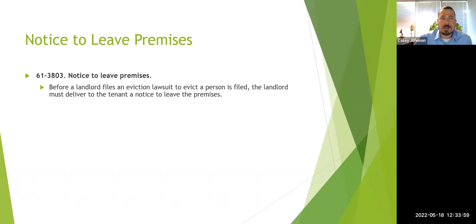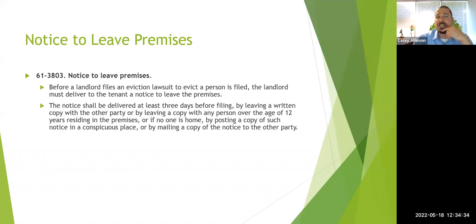So those are the ways to terminate a tenancy: either 1430 for material breach of the lease, 3-day notice for non-payment of rent, or 30-day notice to terminate a month-to-month tenancy. In addition to terminating the tenancy, the landlord also has to send a notice to the tenant to leave the property. It doesn't have to use that exact term. Most landlords say surrender or quit or vacate, or it can use the word leave, but it has to both terminate the tenancy and ask the tenant to leave. Those notices can be combined together. It doesn't have to be two separate notices, but the notice to leave has to be delivered at least 3 days before filing for an eviction case.